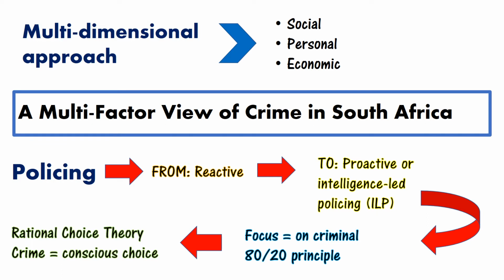The focus has also shifted to the criminal, so ILP uses the 80-20 principle, where 80% of the crime is committed by 20% of the population. So by focusing on intelligence gathering and analysis in order to find criminals and discover what their motives are, it is possible to implement more effective policing tasks. ILP has provided a very effective means to deal with crime, and it is something that is now being adopted across spaces.